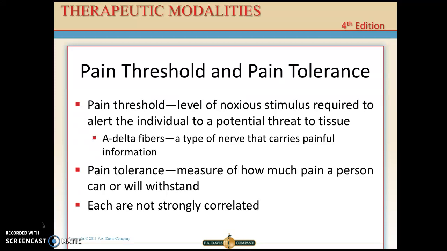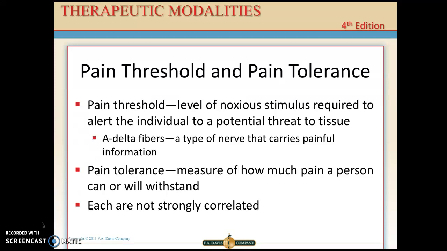A delta fibers, so we talk about different detection, different types of nerve endings, if you will. A delta fibers are the ones that carry painful information. So stimulation of an A delta fiber results in your brain perceiving that there is a pain sensation somewhere in your brain. So when we talk about pain threshold, what we're saying is how much stimulus, what level of stimulus does it take to activate an A delta fiber, to cause a nerve impulse transmission over an A delta fiber.